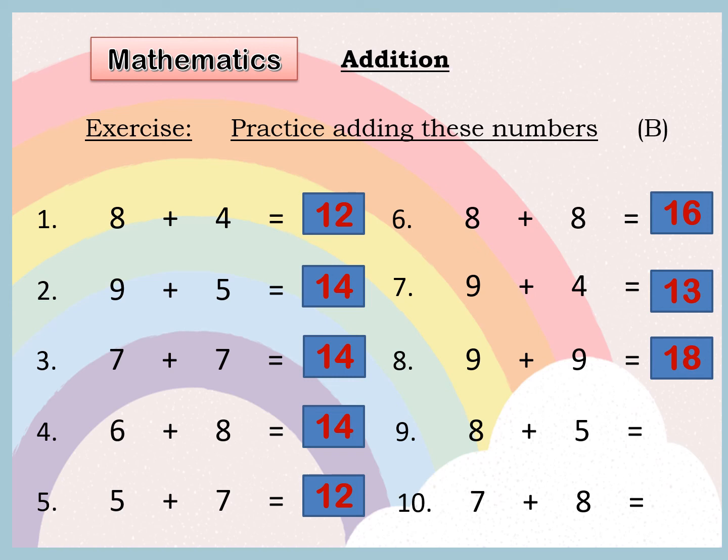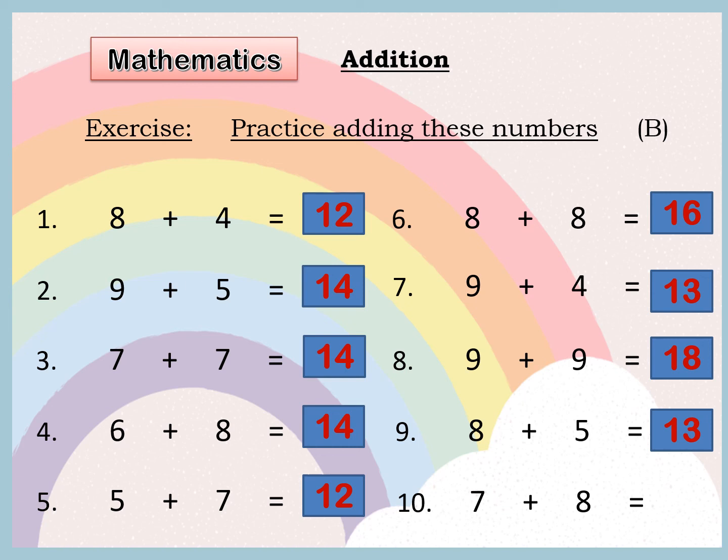Number 9. We have 8 plus 5. Which number is bigger, 8 or 5? Good job. 8 is bigger than 5. So put 8 on your mind and count 5 on your fingers. 1, 2, 3, 4, 5. 8 plus 5. Let's count. 8, 9, 10, 11, 12, 13. 8 plus 5 equals 13. Very good. So number 10, which is the last number for exercise B.